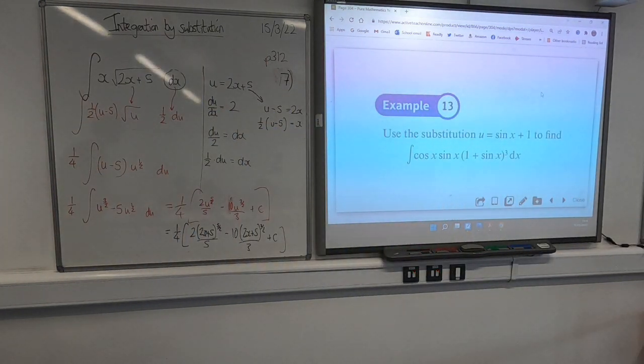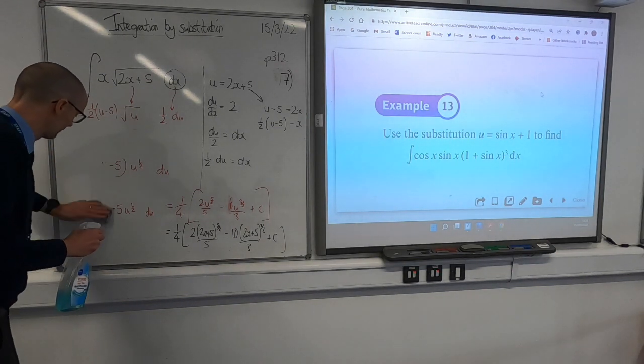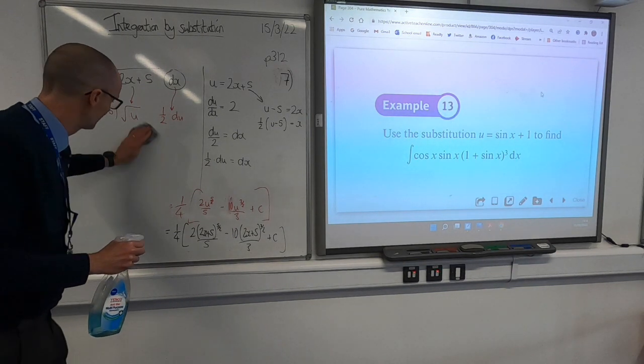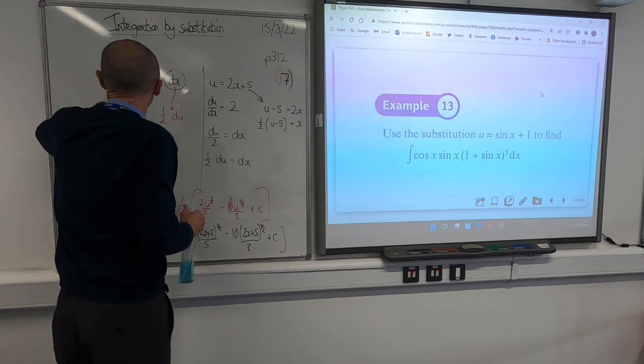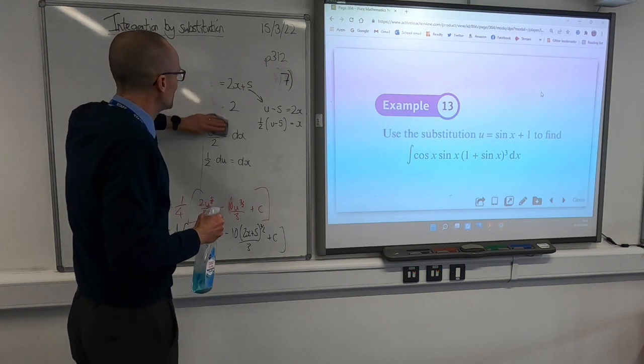Now, do you remember what I said about how these look horrible, and then all of a sudden they don't look horrible? Well, Exhibit A, this definitely looks horrible, doesn't it? See if you can get as far as replacing the dx.